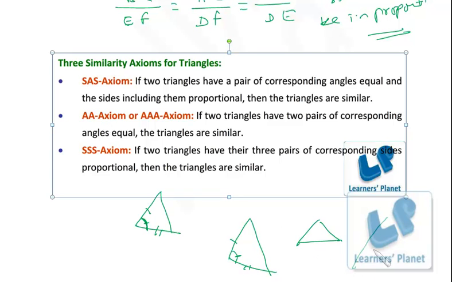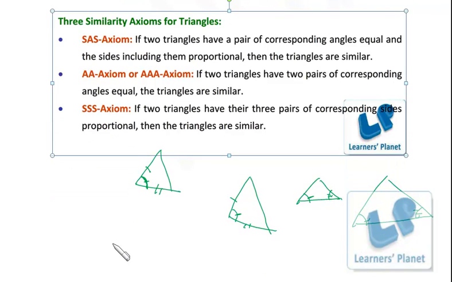Suppose I have this triangle and this triangle. This angle is equal to this angle, and this angle is equal to this angle. Then they are similar by AA, because automatically the third angle will be equal, since the sum is restricted to be 180. So if you prove two angles to be equal, then you can say that the two triangles are similar to each other.